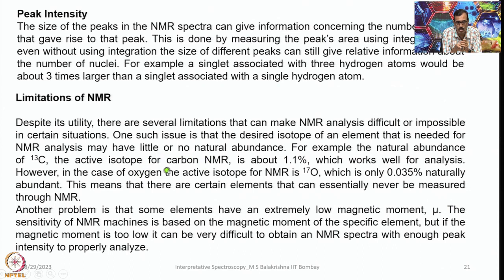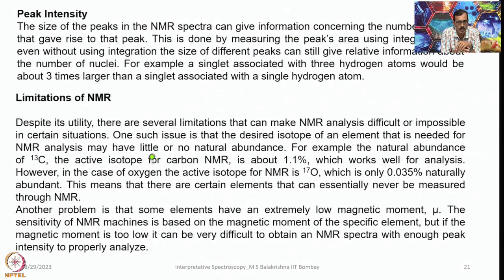However, in the case of oxygen, the active isotope for NMR is 17O, which is only 0.035% naturally abundant. This means that there are certain elements that can essentially never be measured through NMR. No matter how much quantity we take, it is very difficult to run 17O NMR spectra for a molecule where we have an insignificant quantity of the 17O isotope. So if you want to run 17O NMR, the sample has to be enriched.